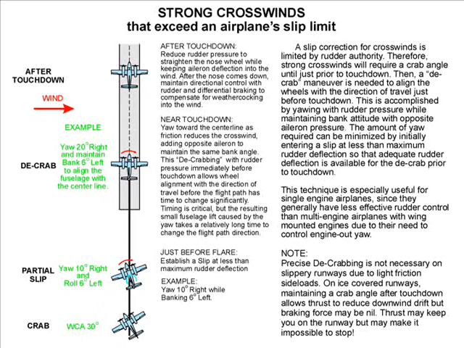What if the crosswind exceeds the slip ability of the airplane, which is limited by rudder authority? Strong crosswinds beyond slip limits require a crab angle until just prior to touchdown. Then a decrab maneuver is needed to align the wheels with the direction of travel just before the wheels touch. This is accomplished by yawing with rudder pressure while maintaining bank attitude with opposite aileron pressure. The amount of yaw required can be minimized by initially entering a slip at less than maximum rudder deflection, so that adequate rudder deflection is available for the decrab prior to touchdown.